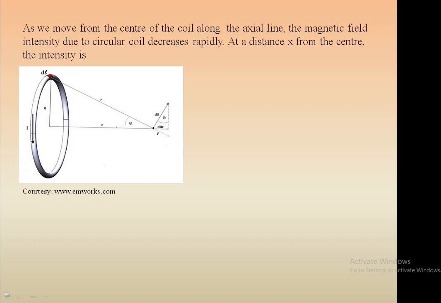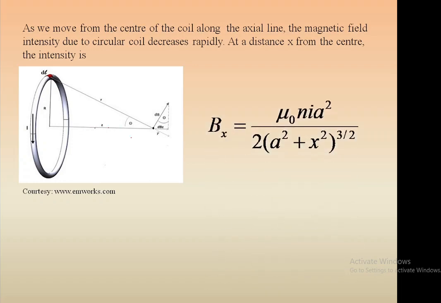Now the detailed calculations show that the magnetic field intensity due to a circular coil decreases rapidly along the axial line as the distance from the center is increased. So at the center of the coil we have the expression mu 0 nI by 2a. But if we move along this axial line from the center, then we can calculate the value of magnetic field at every point along this axial line. Then we can see that this magnetic field decreases very rapidly.